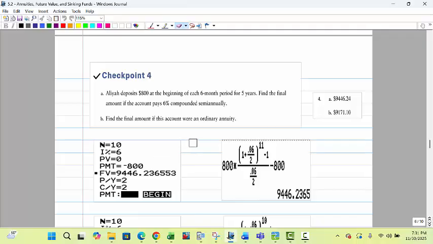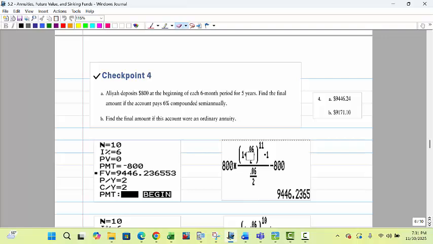And $800 deposit at the beginning of 6 months for each 5 years. Find the final amount if it's 6% compounded semi-annually. So 6% semi-annually, 2 times a year, 5 years. That means there's 10 payment periods.